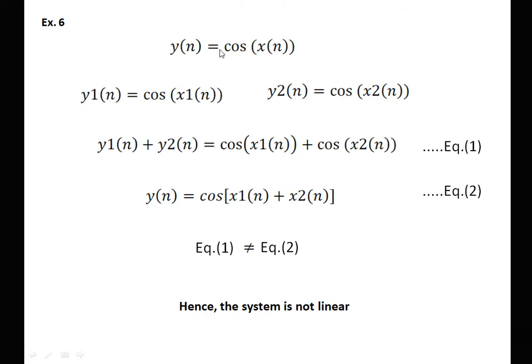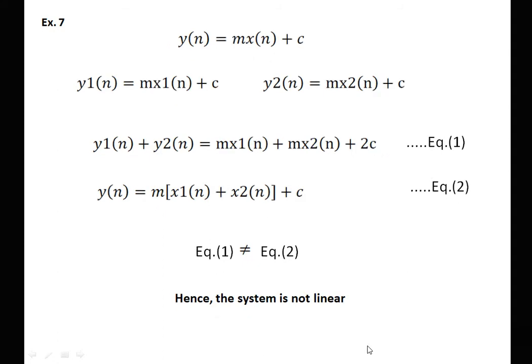Next problem, y of n is equal to cos of x of n. On individual, we will get the answer cos of x1[n], and here we will get the answer cos of x2[n]. Their addition of the responses is cos of x1[n] plus cos of x2[n]. This is equation 1. And in the second case, x of n is replaced by x1[n] plus x2[n]. So we will get the cos of x1[n] plus x2[n]. By seeing the two equations, we can say that the answer is not same. That is why equation 1 answer and equation 2 answer is not equal. Therefore, system is not linear.